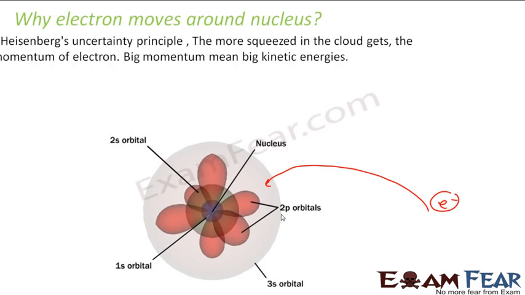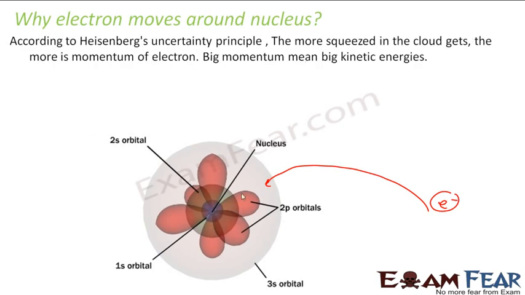This is based on the Heisenberg principle. It says that delta x times delta m delta v is h by 4 pi, right? So if you limit the space where it can move, the velocity will increase. Correct? If you specify a fixed position of the electron, the velocity will be very high. That means you can't have a fixed position, the electron will always move.